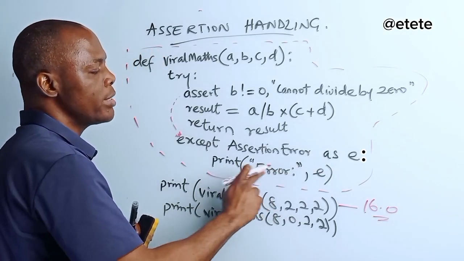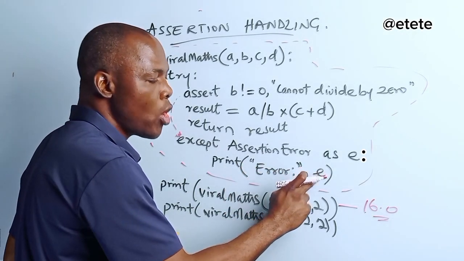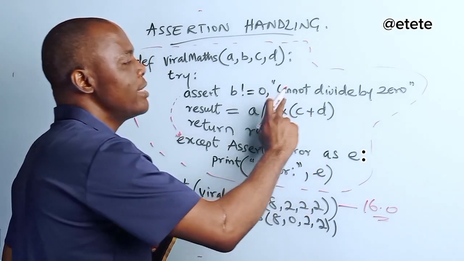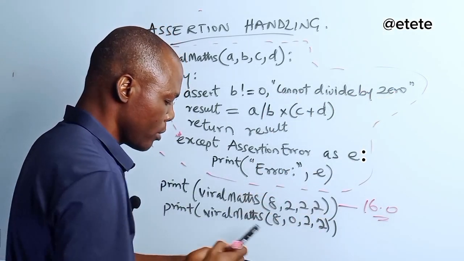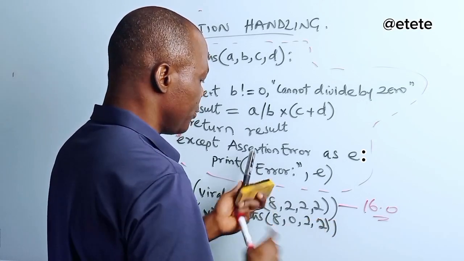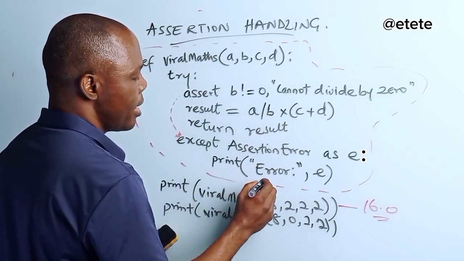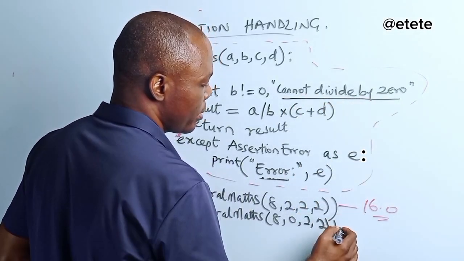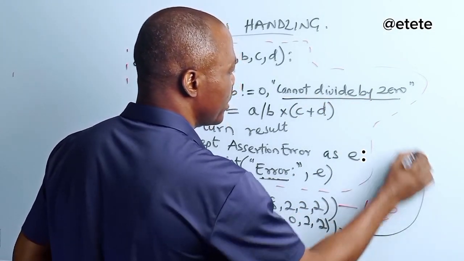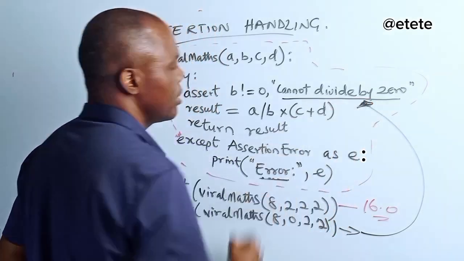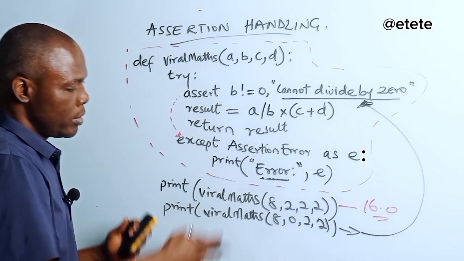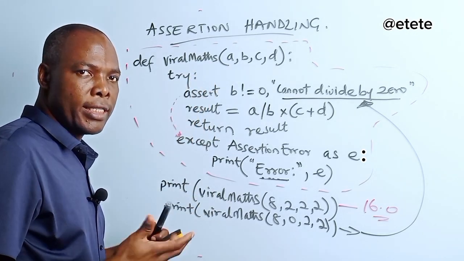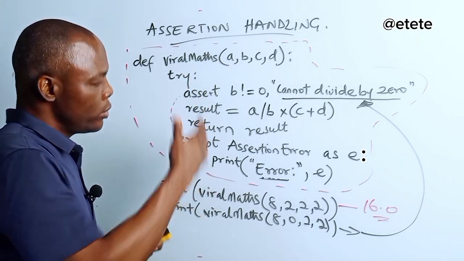Then it will go in and print error. And then this object, which is the instance, will now be used to access this cannot divide by 0 message. So this one will print out error, cannot divide by 0. That is what this one will print out on the screen. So this is how you handle assertion, just like exception, right? The same way. So this is how you handle it.